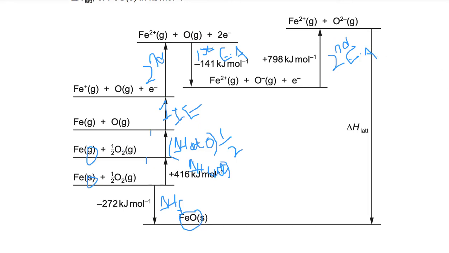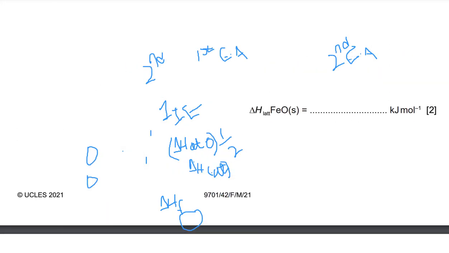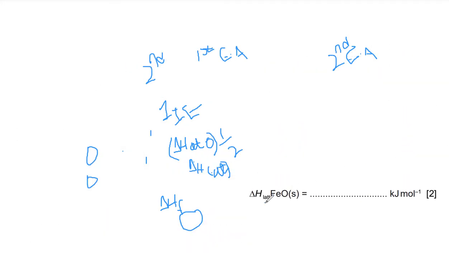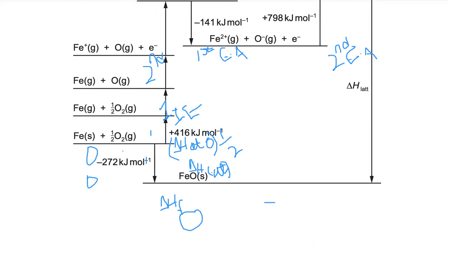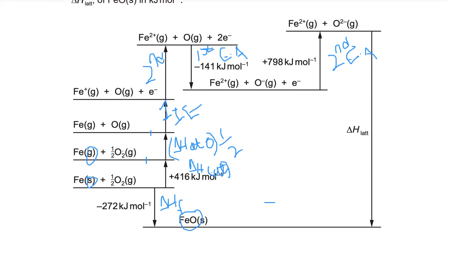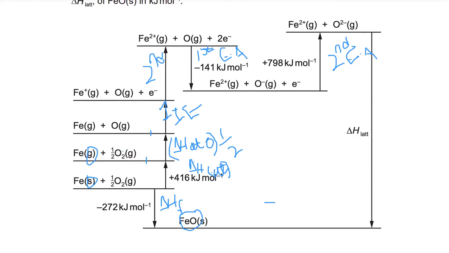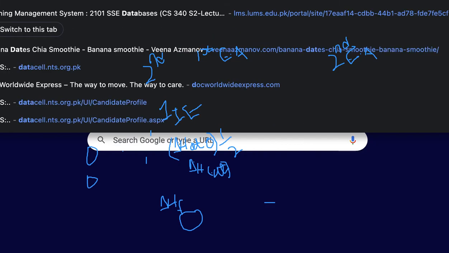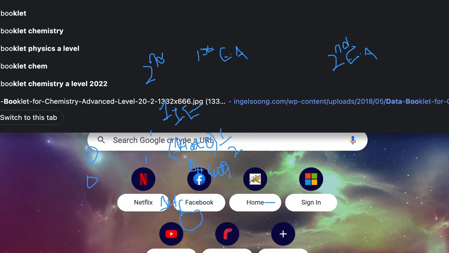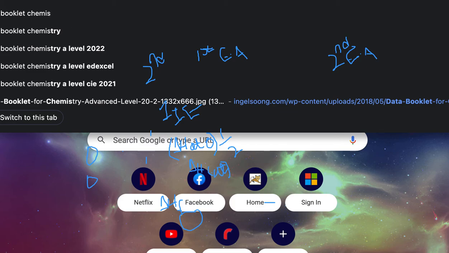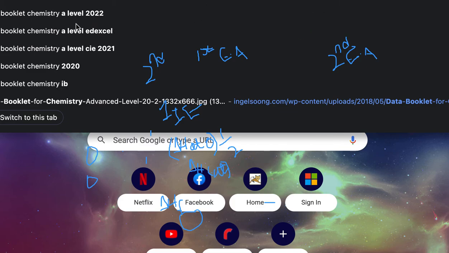Now what do we have to do? I'm not erasing this just yet, so we have to find out this. We need to calculate the values as well. These two values are given, and we need to find out the atomization of oxygen. So we need the data booklet for that.